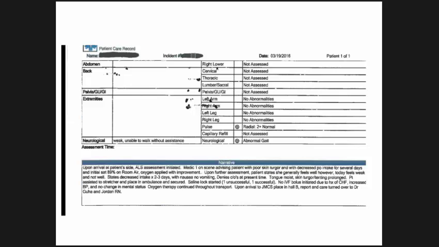Patient states she generally feels well. However, today she feels weak and not as well. Decreased intake with nausea, no vomiting, denies complaints at present. Tongue was moist, skin turgor showed tenting and prolonged rise, which is going to indicate some dehydration. She was assisted to the stretcher, placed in the ambulance, secured, saline lock started, finally got one started.